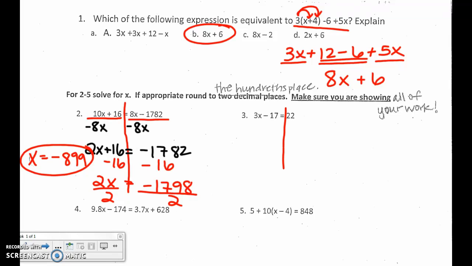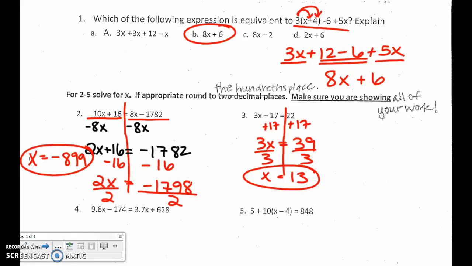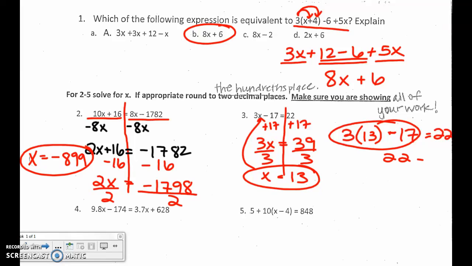Alright, number 3 should have been very easy because it's a two-step equation. I'm first going to add my 17 over, and then I get 39. I'm going to divide by 3, so x ends up being 13. Remember, you can always go back and check your answers by plugging it in for x. So we get 3 times 13 minus 17 equals 22. And if all this equals 22, then you know 13 is your answer.